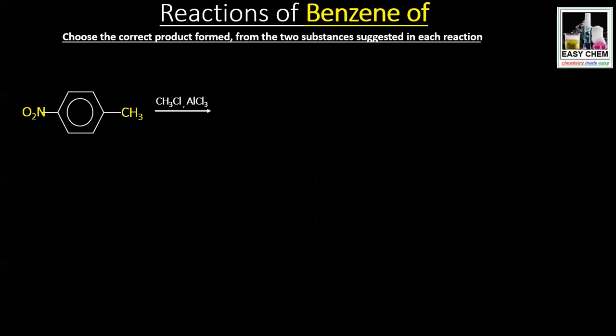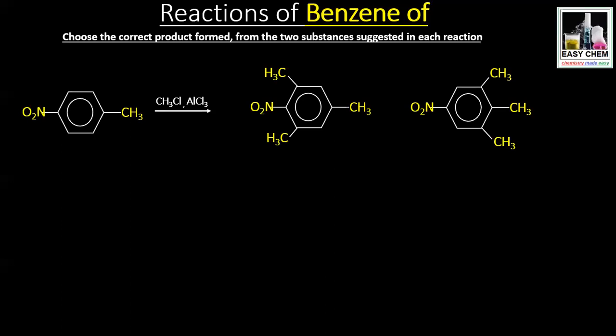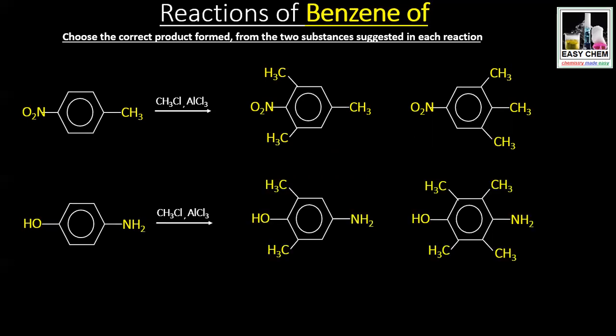See, what are we going to do here? A molecule is there. We are reacting it with CH3Cl and aluminum chloride. I'm suggesting 2 products. You choose the correct one. That's another compound. 2 products are there. You suggest the correct answer. One minute again to find out the answer.